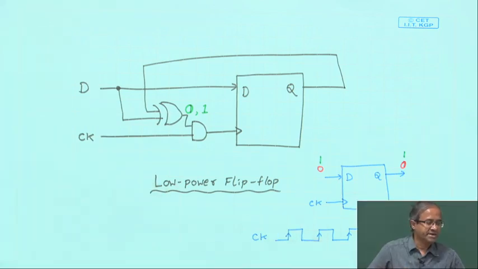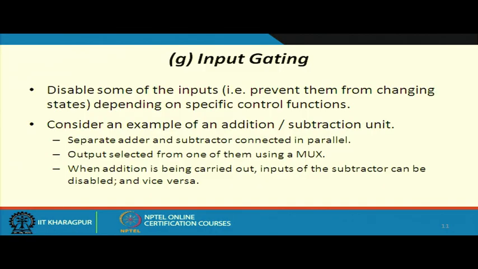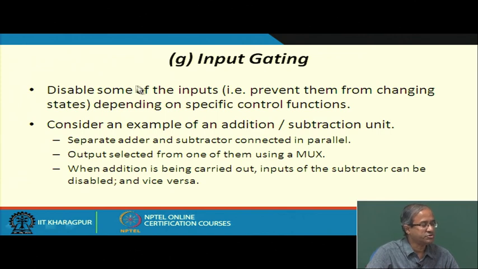Okay. Next comes the input gating technique. This is also quite simple and commonly used. Here we again disable some of the inputs, that means we prevent them from changing. We shall take an example to illustrate. Sometimes in a data path in a particular circuit, you have so many functional blocks. Some of the operations may be required in some cases, and in some cases you may not require them. Let us take an example.